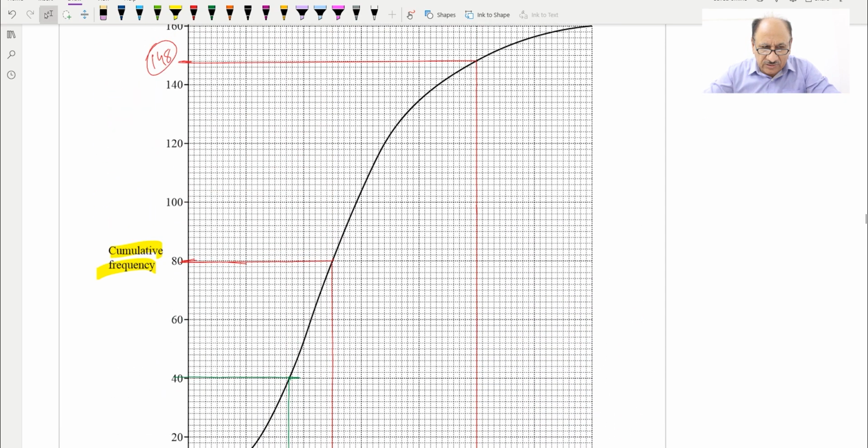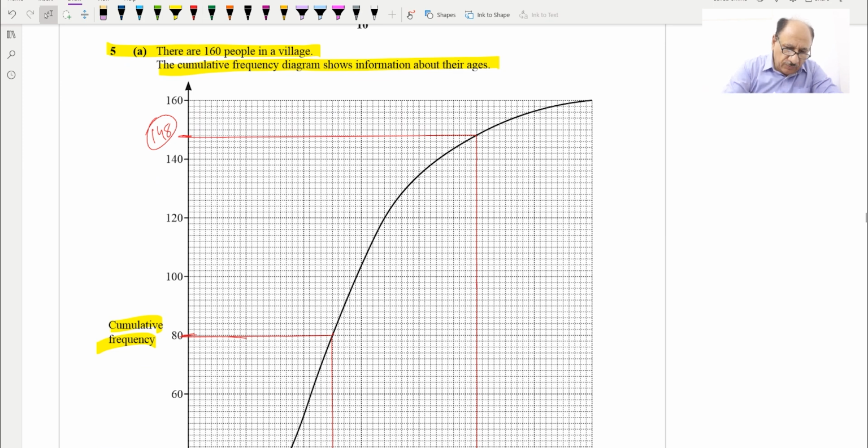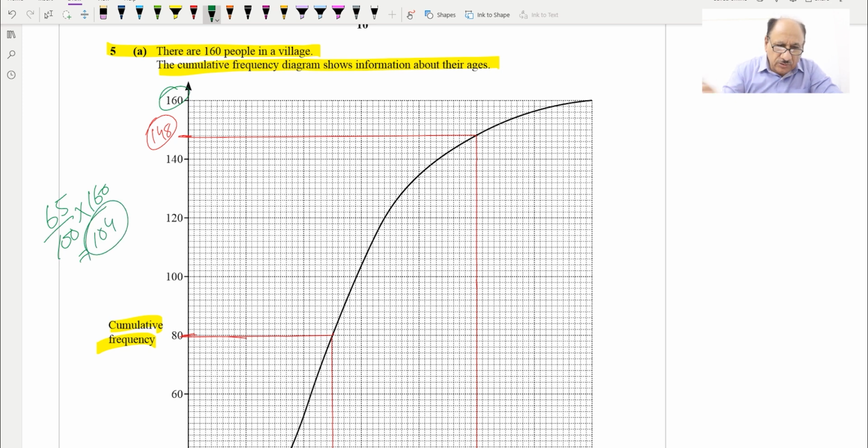We can calculate the 65th percentile. How will we calculate the 65th percentile? We will take 65% of the total, which is 160. This will be 65 over 100, multiplied by 160, which gives us 104. So 104 will be the answer.